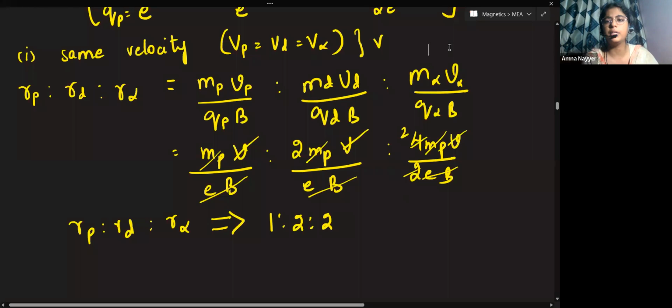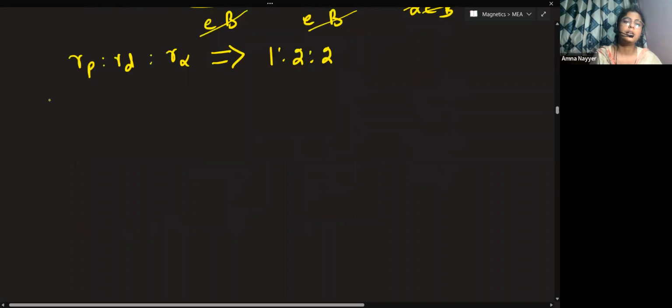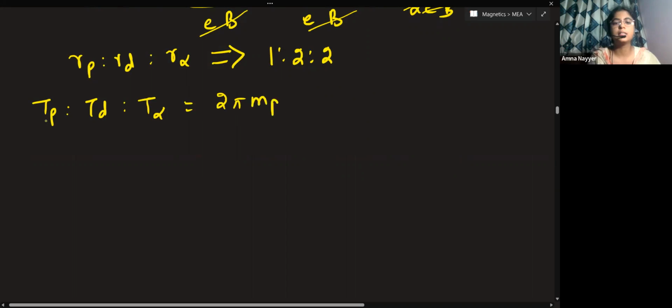Let's do it for the time period as well. This is how you have to solve these kinds of questions. So time period of proton is to time period of deuteron is to time period of alpha particle. This becomes what? The formula is 2 pi m divided by qB. So for proton, it becomes 2 pi mp, charge is e, magnetic field is B.